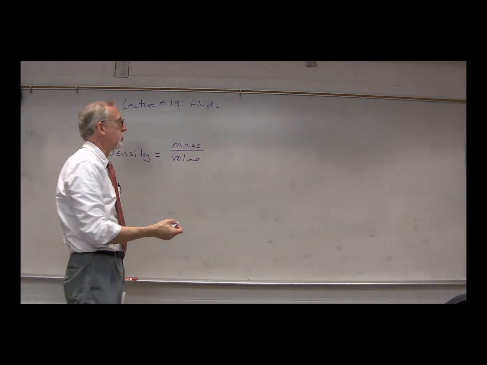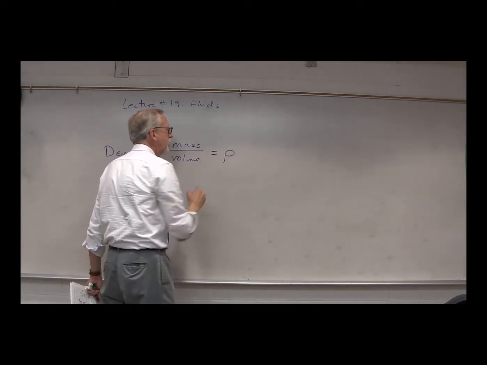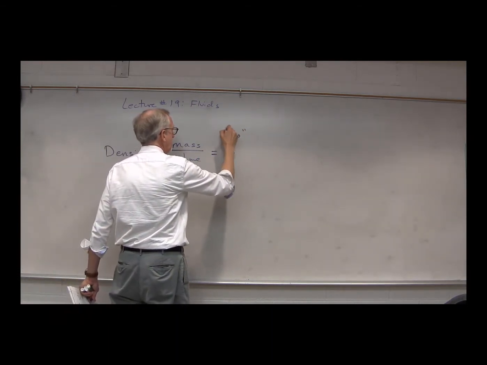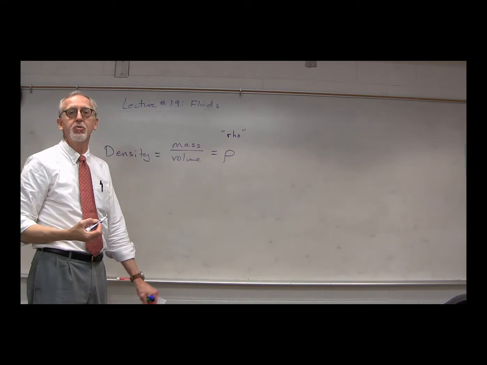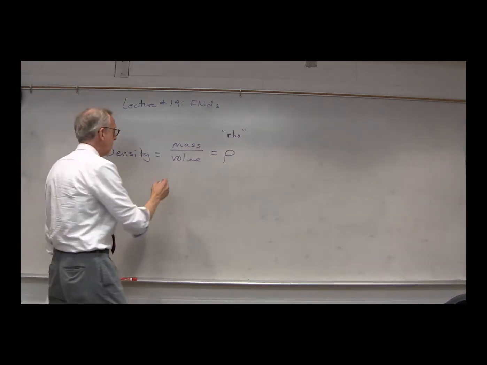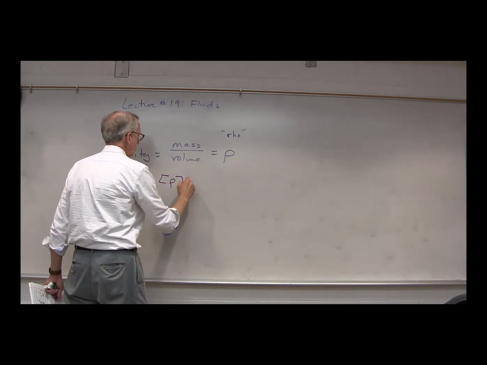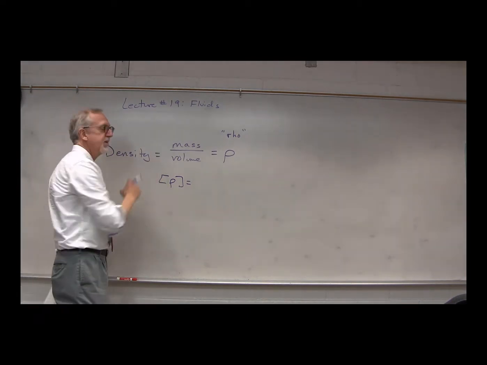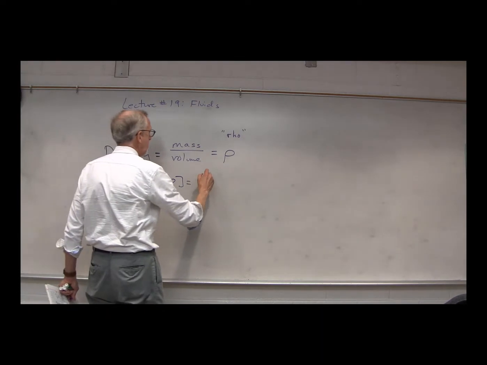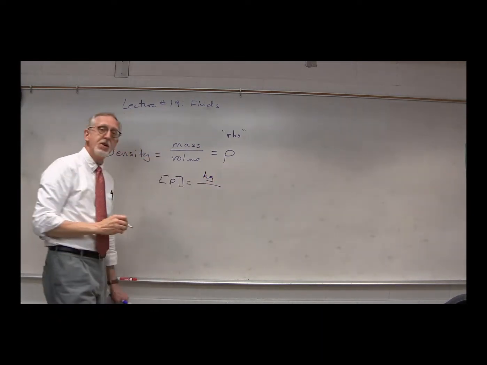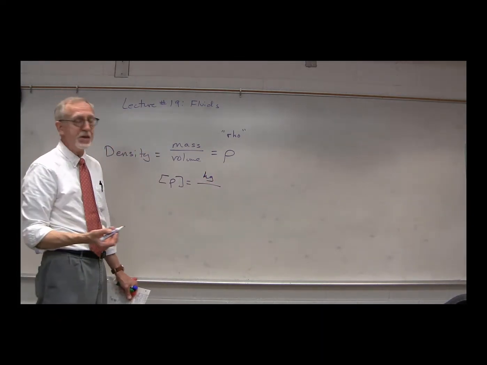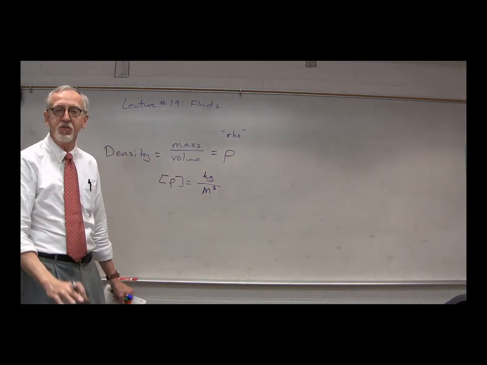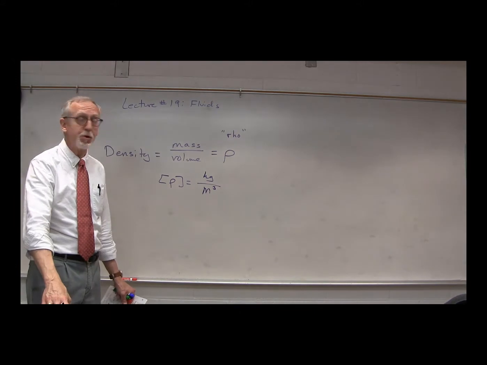The symbol that we'll use for density is a lowercase Greek letter rho. So that's a lowercase Greek rho. So what are the units of rho going to be? What are the standard SI units of density? Well, the standard SI unit for mass is the kilogram. The standard SI unit for volume, meters cubed. So the standard SI unit for density will be kilogram per meter cubed.